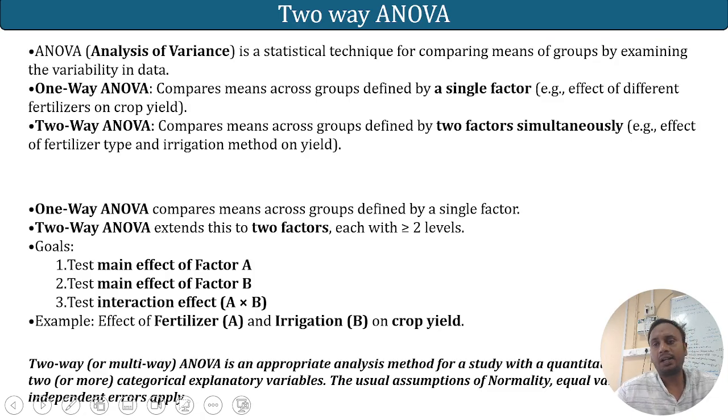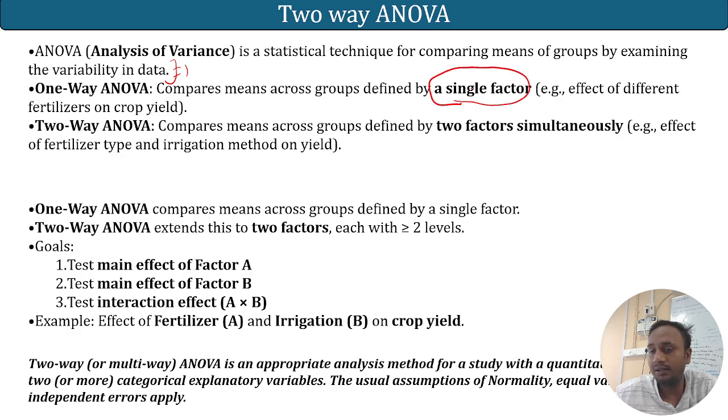So two-way ANOVA, if you see, for the case of examining the variability in the data, when we have two factors simultaneously, or three factors simultaneously, that we can do with the two-way ANOVA. In the one-way ANOVA, we compare means across the groups defined by a single factor. Here the factor will be only one, but the levels will change.